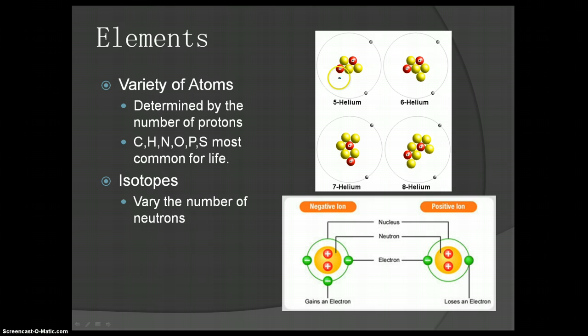Another example you could see over here, you've got helium. The red right here is the positively charged proton, and the yellow right here is the neutron. Well, here you've got a helium that's got 2 protons, 3 neutrons. It's helium-5 because its mass is 5. Well, over here the mass is 6. Well, since it's helium, the number of protons can't change, so the number of neutrons must change. So you've got 3 neutrons, 4 neutrons. Over here, 5 neutrons. Down here, 6 neutrons.